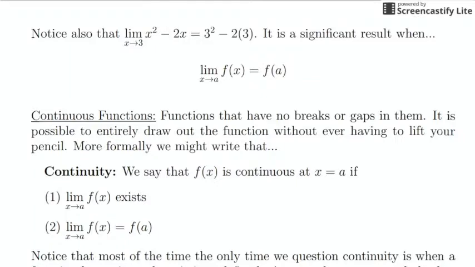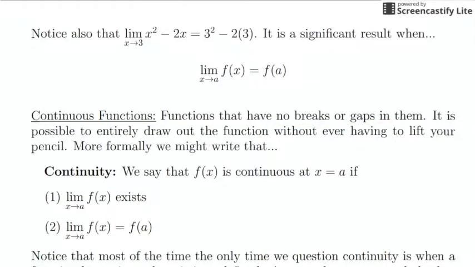So it turned out that the limit as x approaches a of this particular function was the same as f evaluated at a. This is a very significant result. And what it means is that the function that we're looking at here is continuous. Now, what does continuous mean? Well, it means that the graph has no breaks or gaps in it. Okay? There's no holes in it.